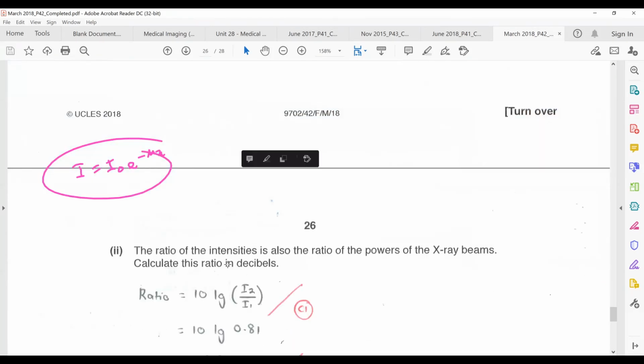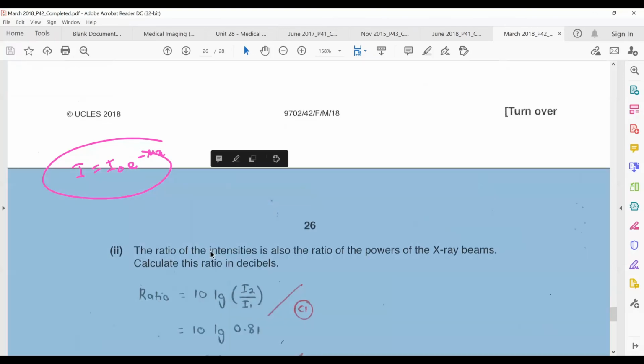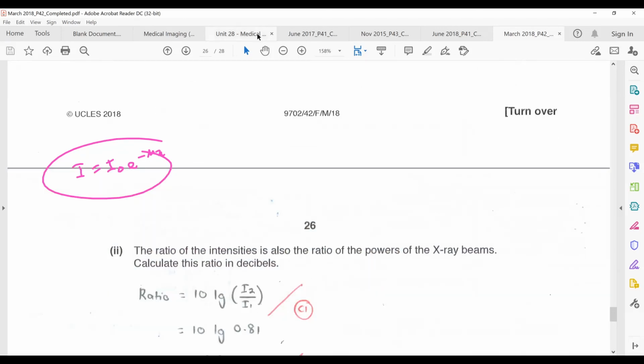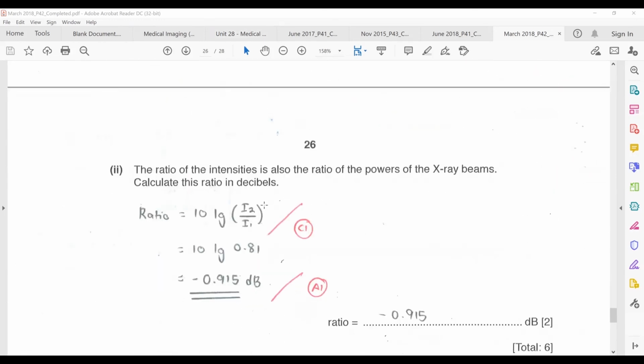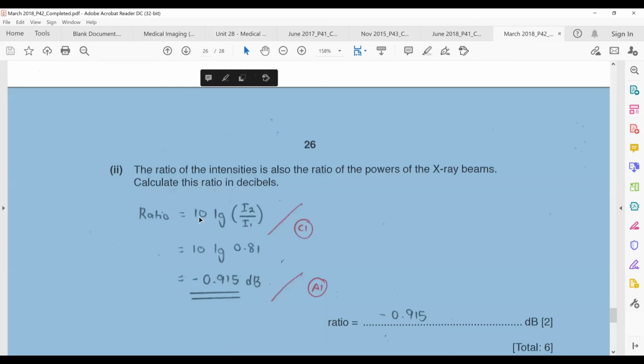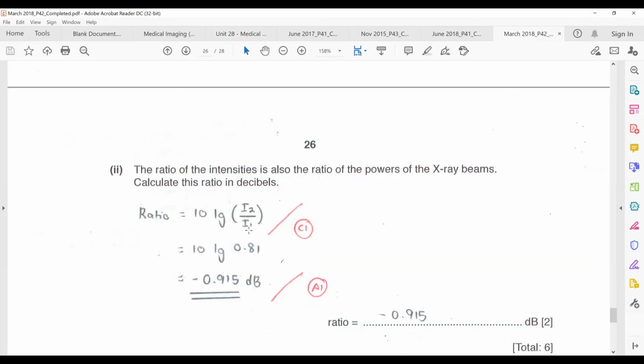Then after that, the last thing here would be that the ratio of the intensities is also the ratio of the powers of the X-ray beam. Calculate this ratio in decibels. Okay, calculating ratio in decibel is not covered in this current chapter. It's covered in the last chapter, communication. So what I'll just tell you is that this is just the answer. The ratio of intensity is the ratio of powers. If you want to find ratios in terms of decibels, it's always 10 log of that ratio. Just take it as this right now. It will be explored further under your communication chapter.